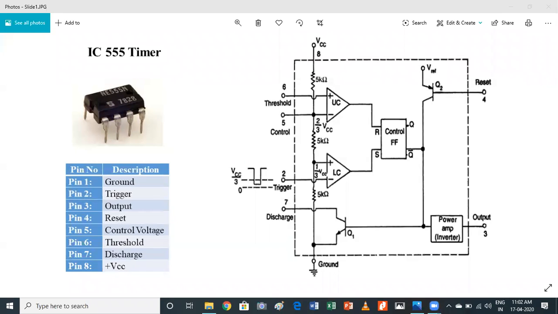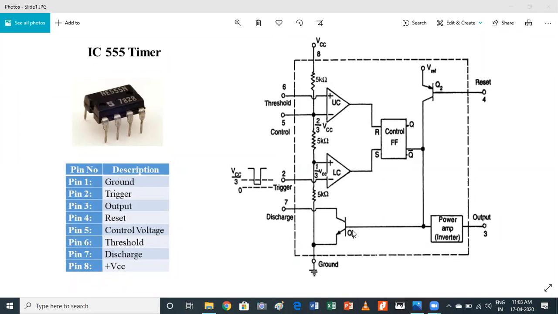Okay, so this is the internal diagram of the IC 555 timer. So see the two comparators, upper comparator and lower comparator, that are using operational amplifiers. So two comparators are available, and then the control flip-flop, an RS flip-flop, and then two transistors, Q1 and Q2.